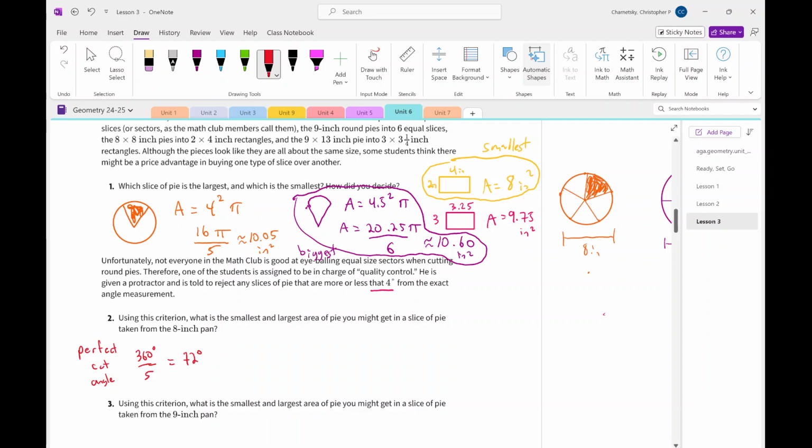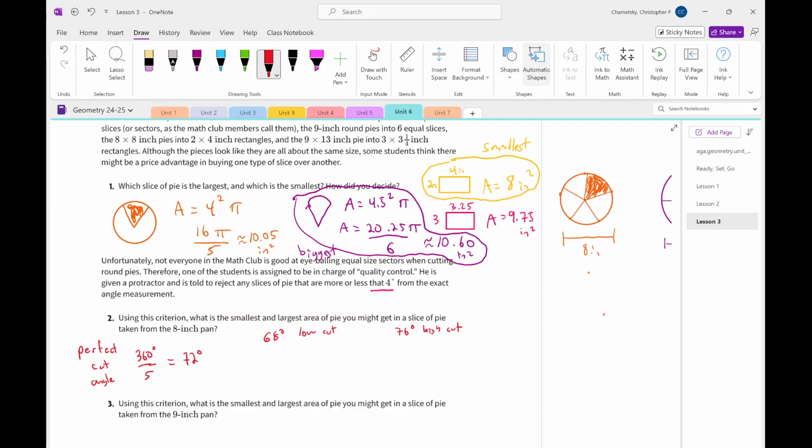Okay. So then we have two options that could be off on that. If we're off lower by 4 degrees, we could have a 68-degree angle on the low or small cut. Or we could have as much as 76 degrees on the high cut. Okay, so those are our two extremes of where we might get our slices. So we need to figure out what is the area for those particular slices.